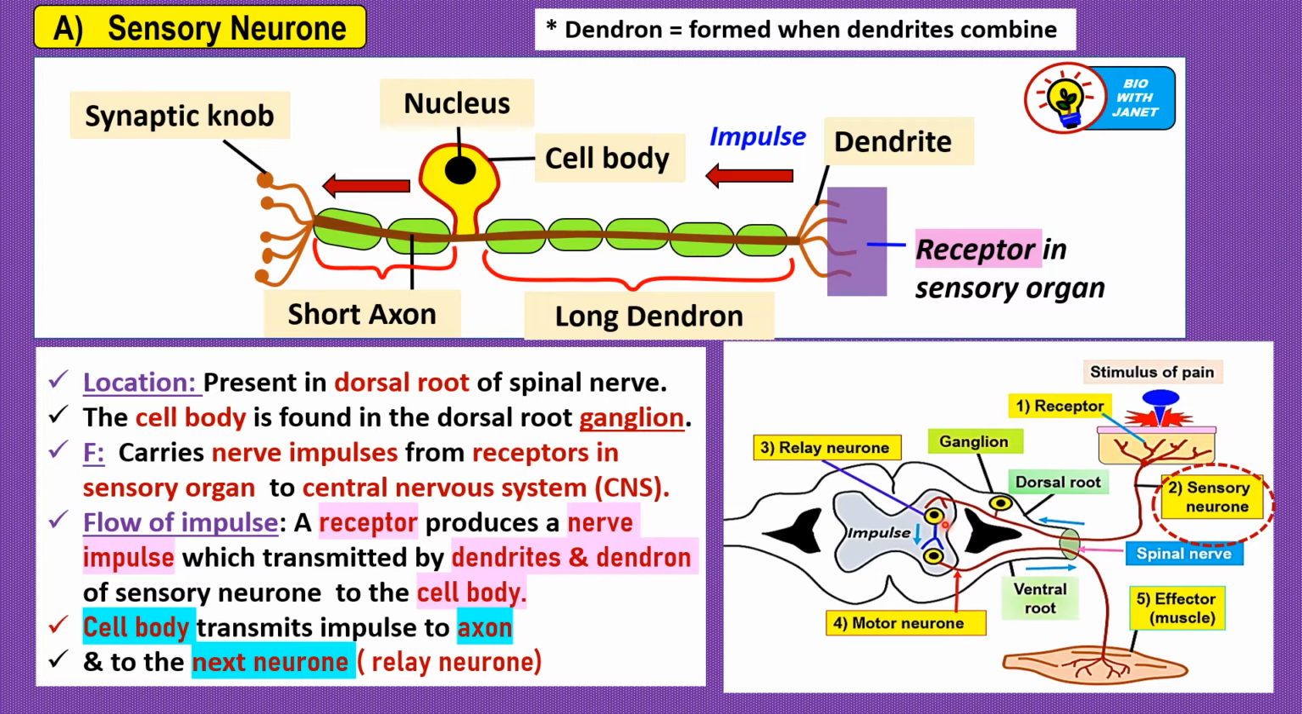So what is the flow of impulse like? Starting with the receptor here. When the receptor is stimulated by, let's say, the stimulus of pain, it will generate an impulse, and the impulse will be transmitted by the dendrites here, and then the dendron of the sensory neuron to the cell body, and then from the cell body to the axon, and then into the gray matter of the spinal cord, and here to the next neuron, which is in this case the relay neuron.